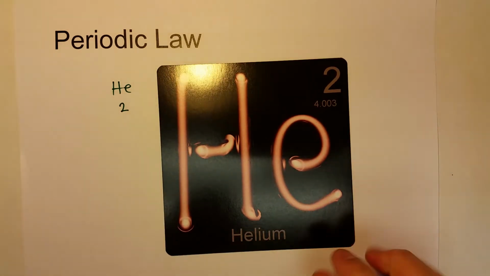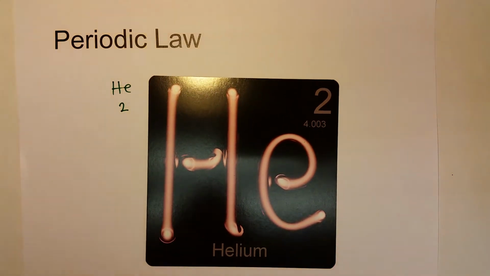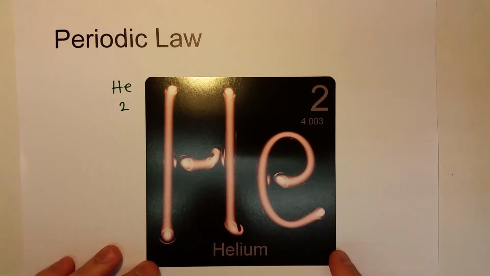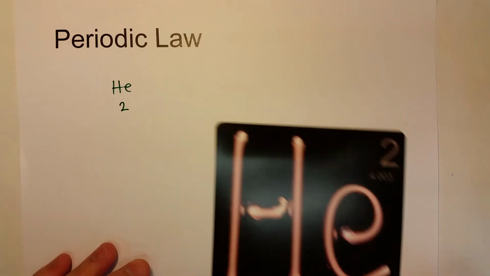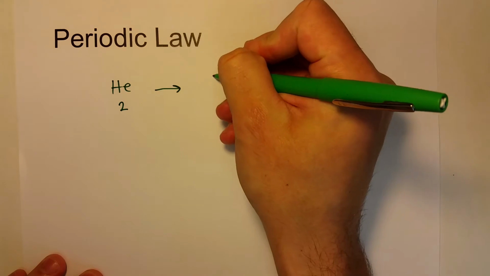Helium is a gas at room temperature. It is very inert, meaning it doesn't react very much with anything. You have to do some crazy things in the laboratory to get helium to do anything in terms of chemistry. 8 elements later, you have neon.